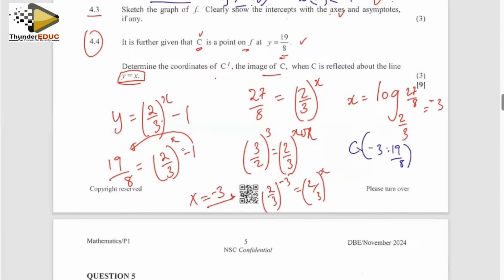Now, since they want the image point, which is C prime, and we are reflecting it in the line y is equal to x, what is x becomes y, what is y becomes x. So it's 19/8 and then -3. So this question was technically asking you to find the x value, mainly. This y is equal to x was just to prolong the story.